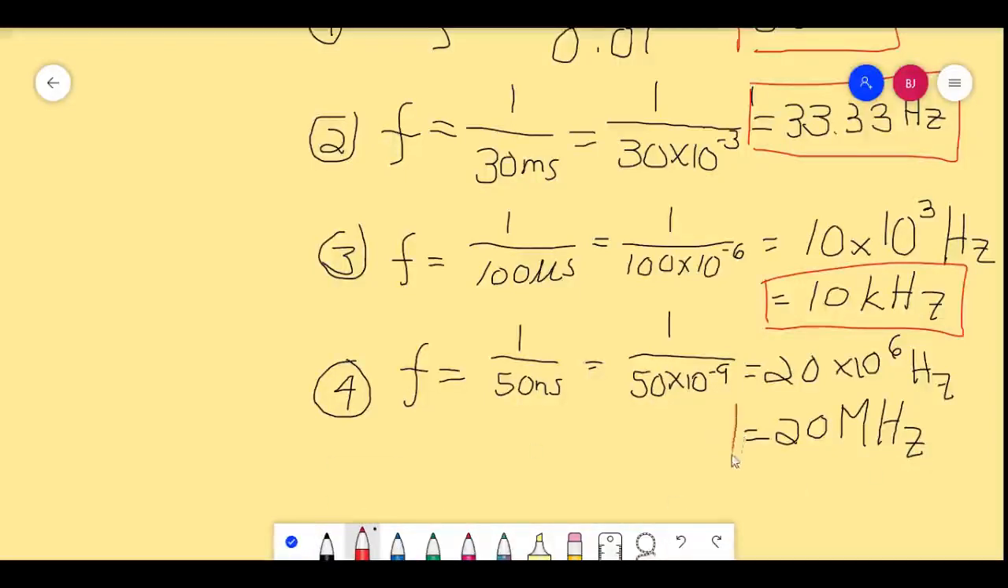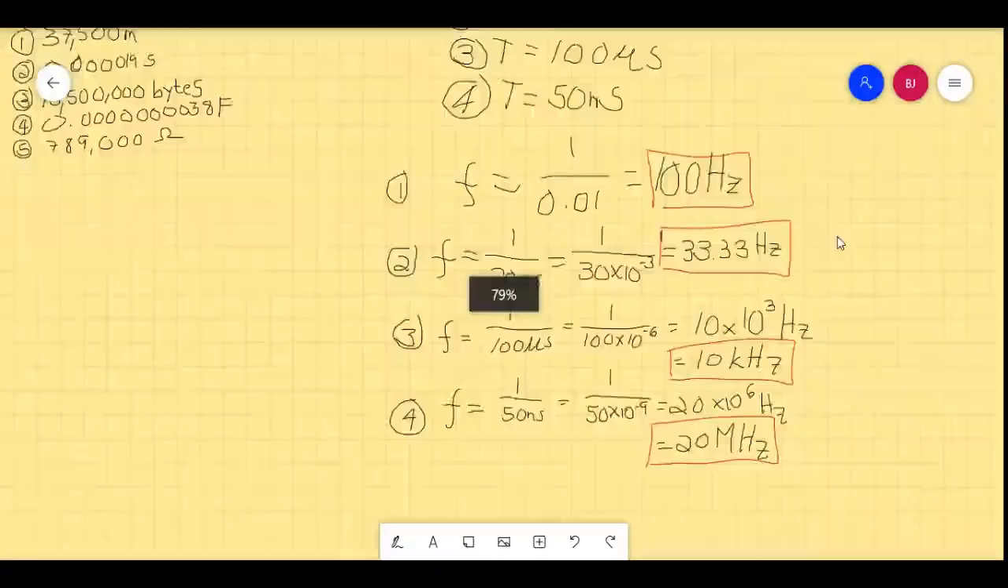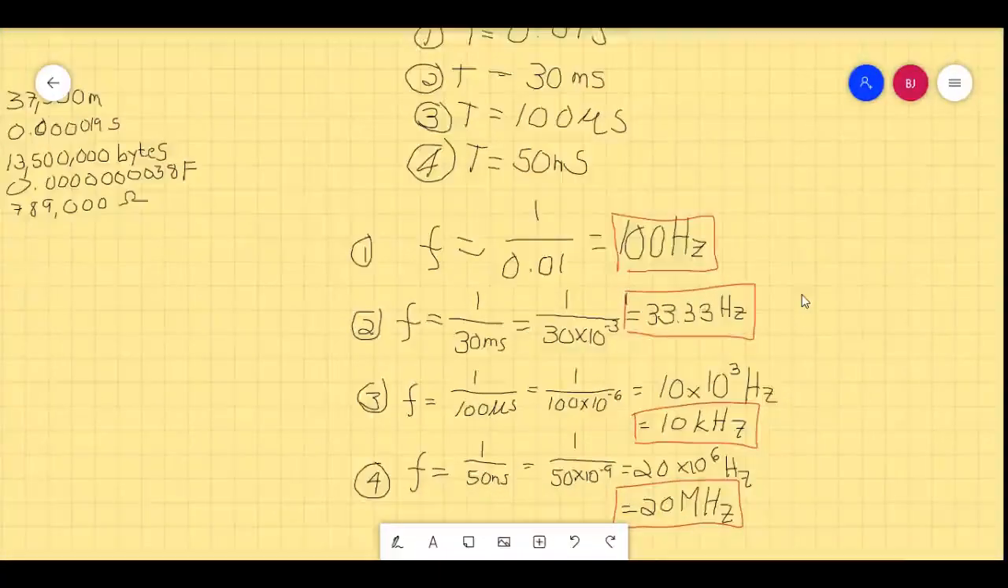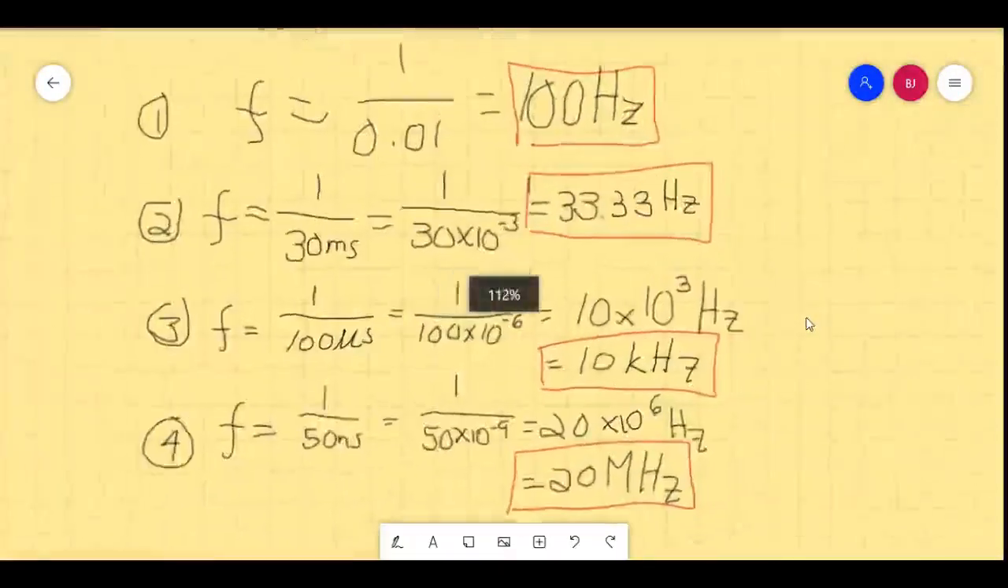Okay, let's put a box on this one. And there you have it. This is how we convert or find frequency if the period is given. Okay?